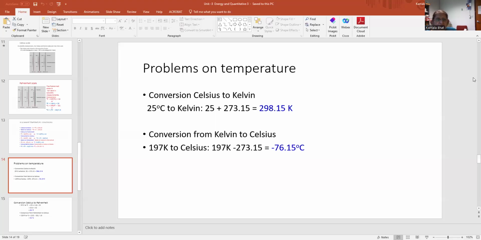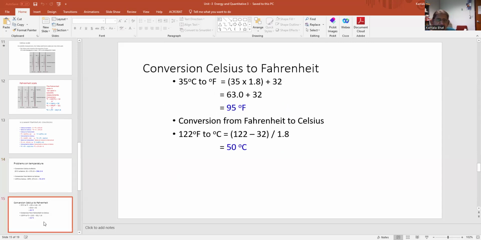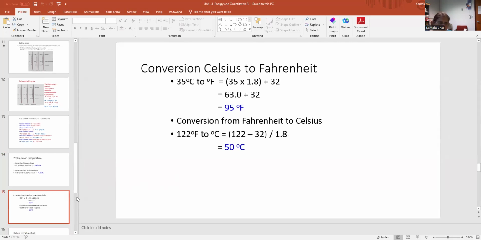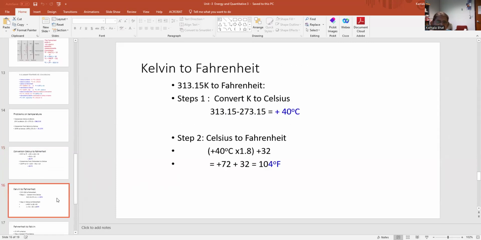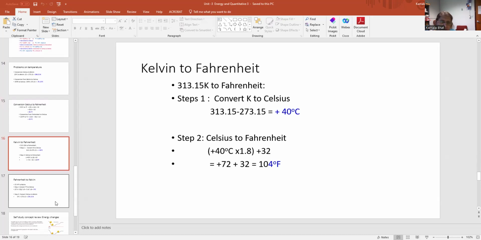Now, here are a couple of problems that you can try and solve. I've given the answers, so you can do a quick study review. Same thing for conversion from Celsius to Fahrenheit and vice versa. And I think the next chart is a conversion from Kelvin to Fahrenheit, so that all the steps that were put in the summary, you are able to use and understand the principle.